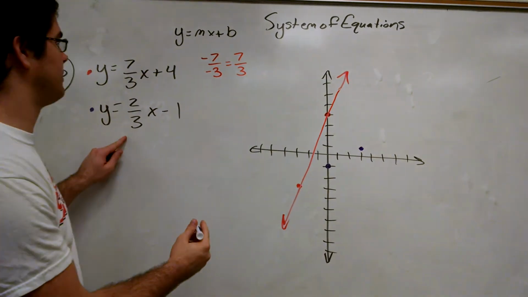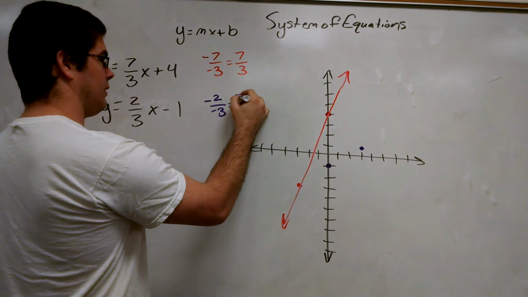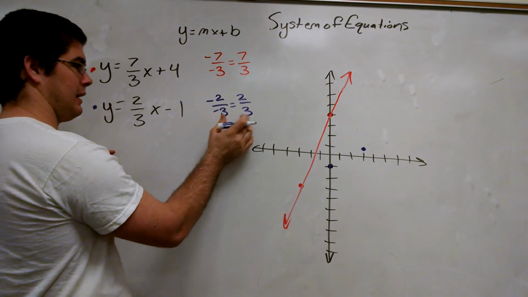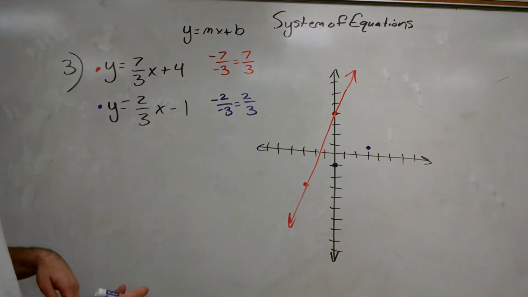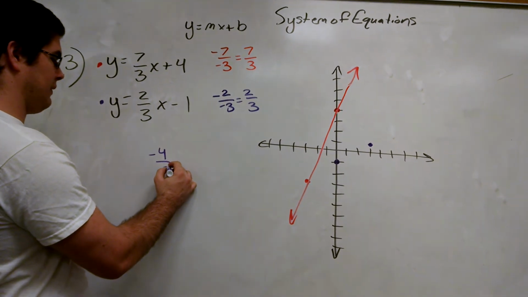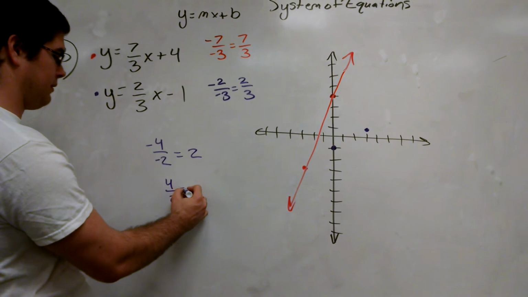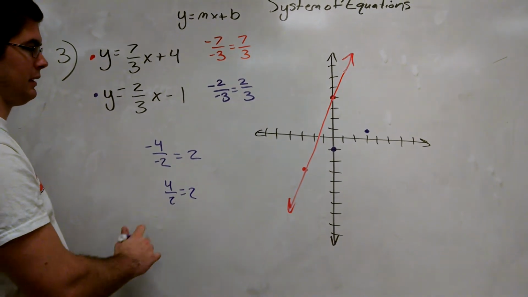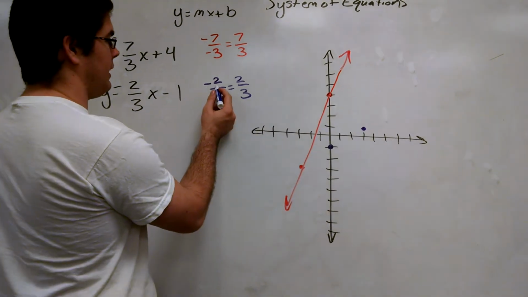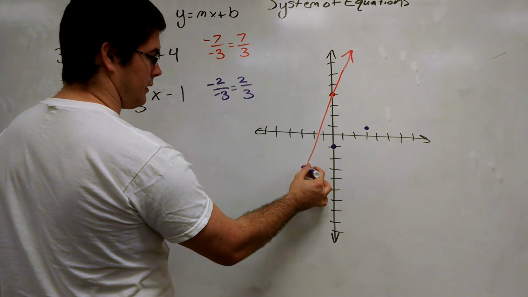But also, again, this is a positive 2/3. And so I can also do negative 2 over negative 3. Because again, a negative divided by a negative is a positive. It's just like saying if I had negative 4 divided by negative 2, that's going to give me 2. And if I had 4 divided by 2, it gives me 2. These two mean the same thing, okay? So I could go down 2, left 3.